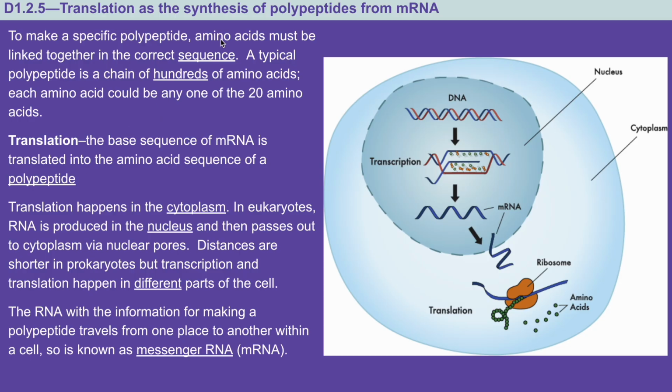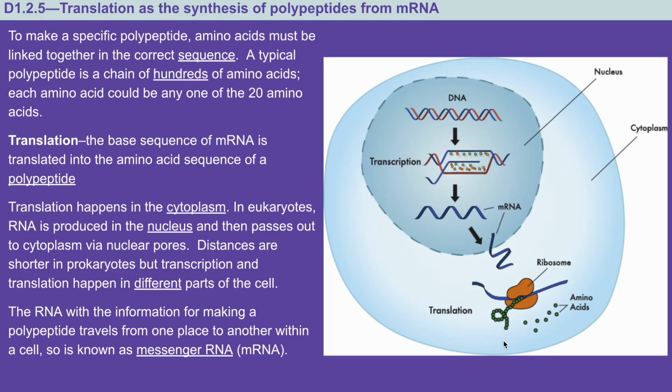Translation is the synthesis of polypeptides from mRNA. So now that mRNA has been made by transcription in the nucleus, that mRNA is going to exit through a nuclear pore into the cytoplasm, where it will be met by a ribosome. To make a specific polypeptide, amino acids must be linked together in the correct sequence. And that sequence is what is coded for by DNA. The purpose of having DNA is to give instructions about what order these amino acids should be placed in. A typical polypeptide is a chain of hundreds of these amino acids, of which there are 20.